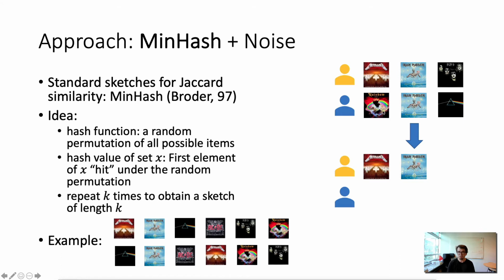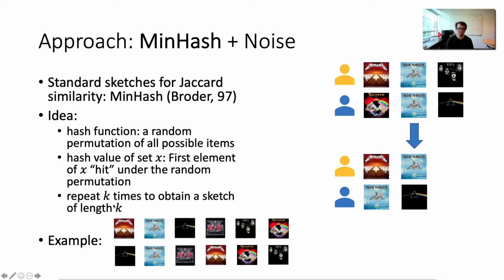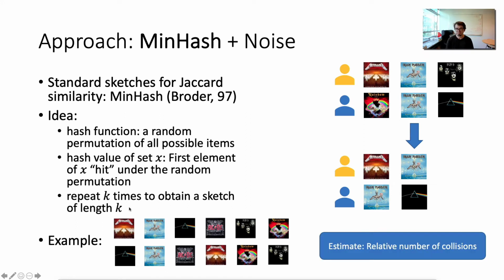Same with blue. Under the first permutation, it's the Iron Maiden album. Under the second permutation, it's the Pink Floyd album. So this is the blue user's MinHash sketch. In general we repeat k times to obtain a sketch of length k. Here we do it twice.